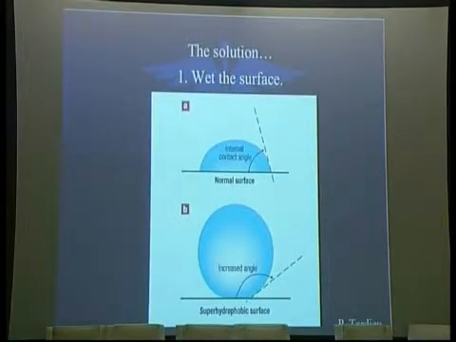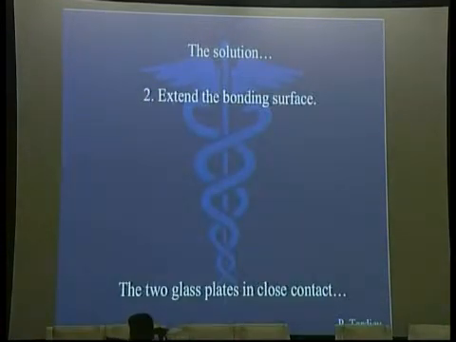On a normal surface, this angle is like this, and if you increase this angle, then this will be a hyperhydrophobic surface. It will push what you call the bonding agent or the wetting product outside of the surface.